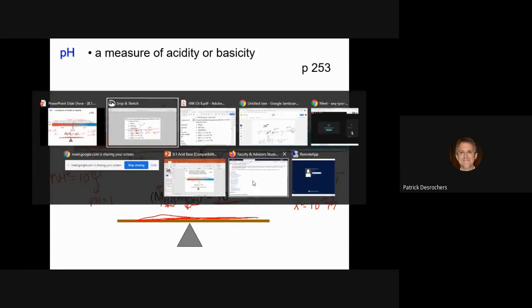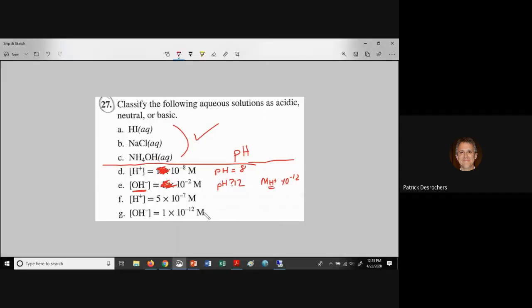All right, let me go back. What about this number? What was the pH that corresponds to this one? What was the molarity of H plus? Really important that you realize that when it's pH you're talking about H plus concentration. What was this one? 10 to the minus 2. Yeah. And so what was our pH? 2. Acidic or basic? Acidic. Okay.